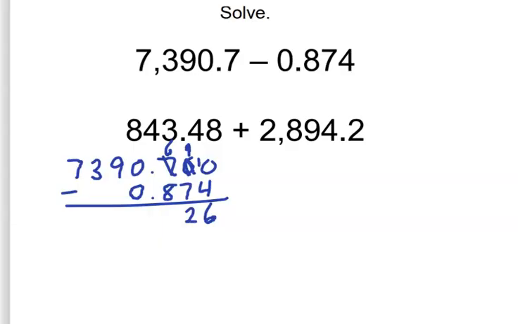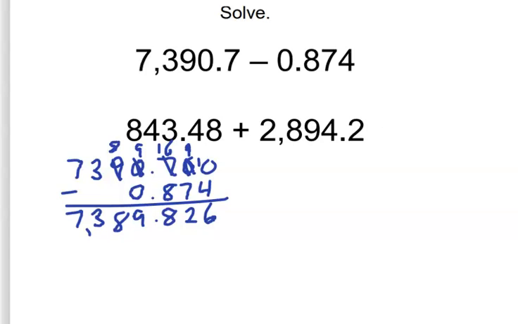8. You can't take 8 away from 6, so we're going to have to borrow from the 0, which we can't, so we're going to borrow from this 9 and make it an 8. This 0 is a 10, but we're going to borrow from that and make it a 9, and this becomes 16. So 16 minus 8 is 8. 9 minus 0 is 9. 8 minus nothing, 3 minus nothing, 7 minus nothing. Bring down the decimals. So we have 7,389.826. That's the answer to the subtraction problem.